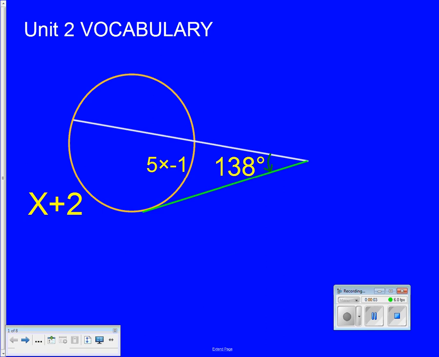Everybody, this is Mr. Munson, and we are looking at Unit 2. This is circles, and sometimes students find this a little bit difficult. Some find it very easy. I'm hoping that you find it very easy.